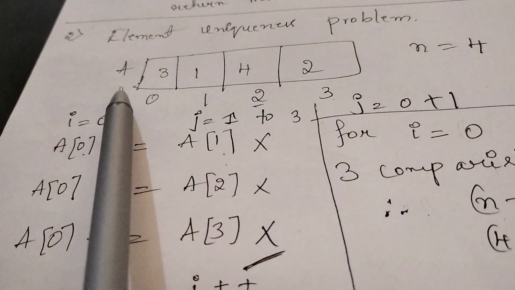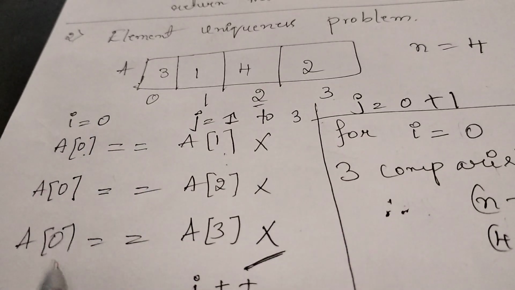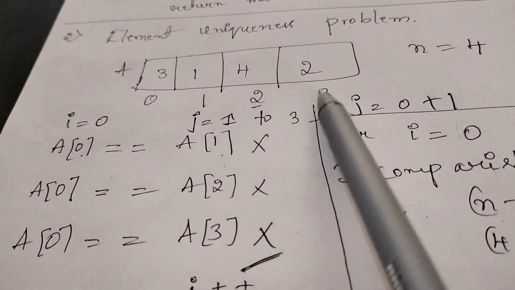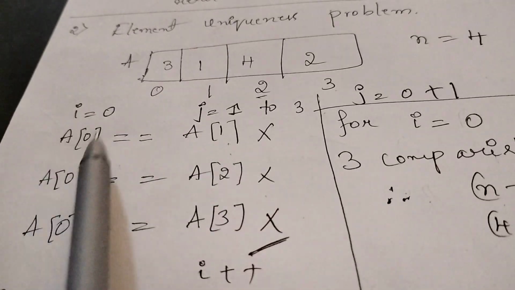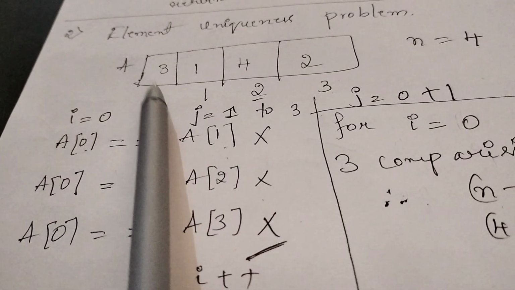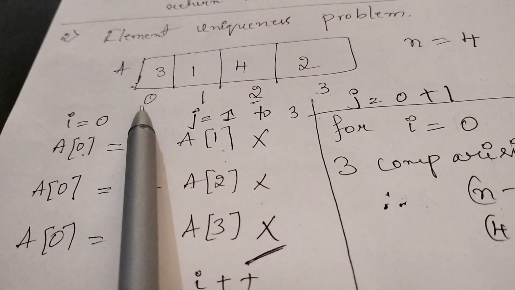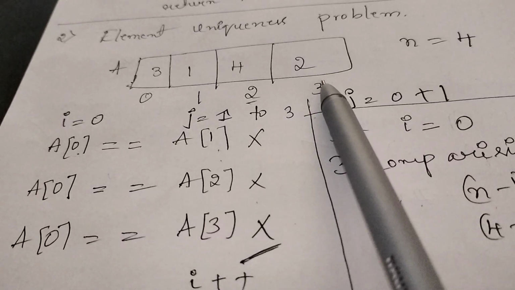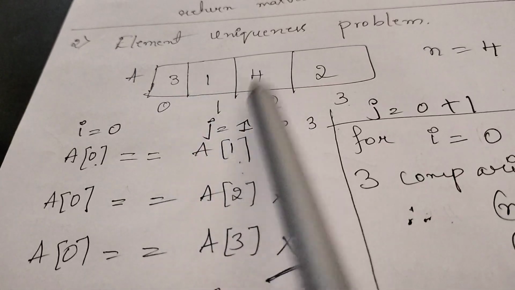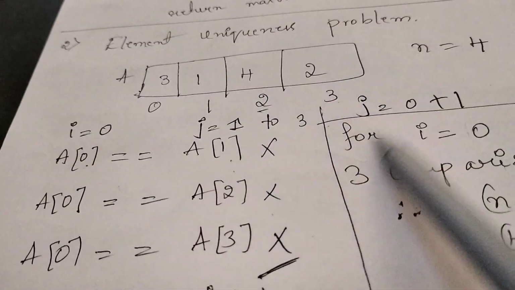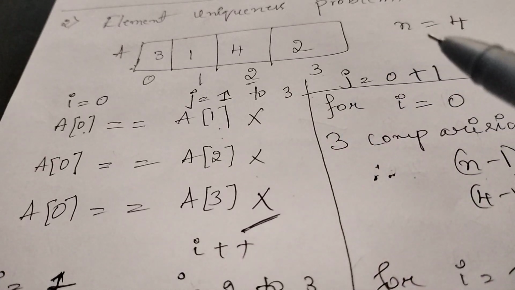In the same way, I compare A of 0 with this element. Is A of 0 equal to A of 3? No, the condition is true. So the very first value is not equal to 1, not equal to 4, and not equal to 2. In the same fashion I am supposed to compare 1 with 4 and 2, and 4 with 2, so that we can find out each and every element of the array is unique.